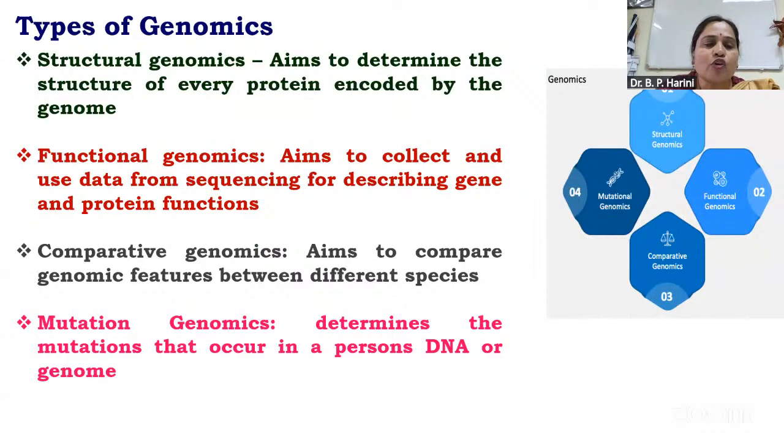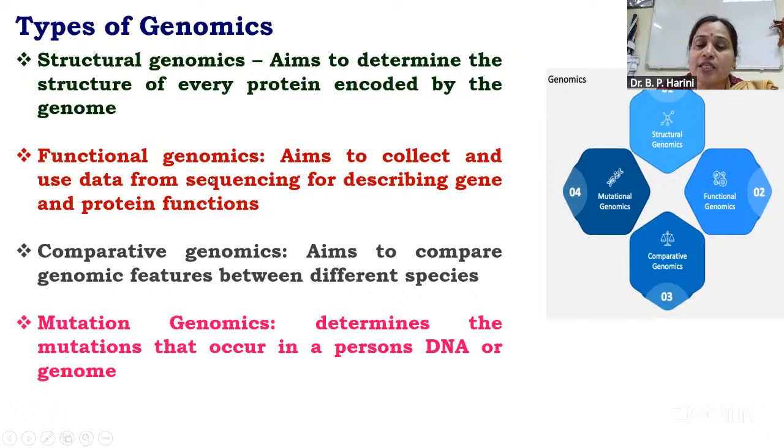And so there are four different types of genomics: structural genomics, functional genomics, followed by comparative genomics and mutational genomics. Coming to structural genomics, what is structural genomics? Actually, it determines the structure of every protein that is encoded by a genome. That is what we call the structure.